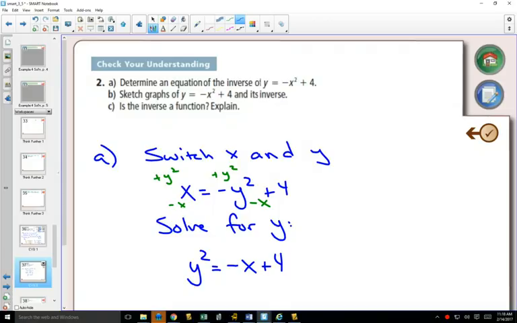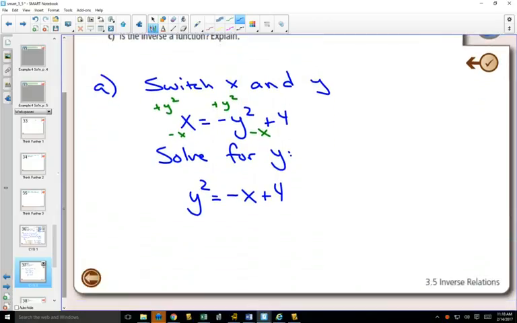How do you get rid of a square root? Oops, kind of gave it away. Let me rephrase that question. Anybody have any idea how to get rid of a squared? Square root, brilliant. So we'll square root both sides. You have to remember when you square root both sides to add the plus or minus. So this is the equation of the inverse.